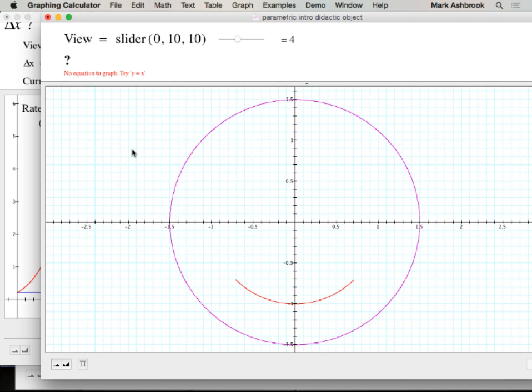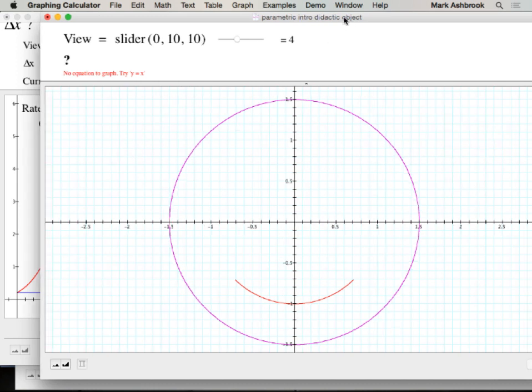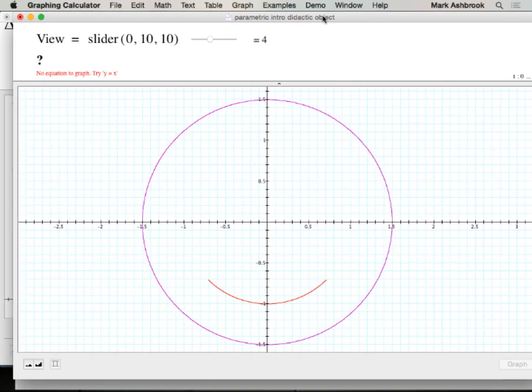That's the circle of radius 1.1. Okay, exactly, right. That's going to screw mine up.